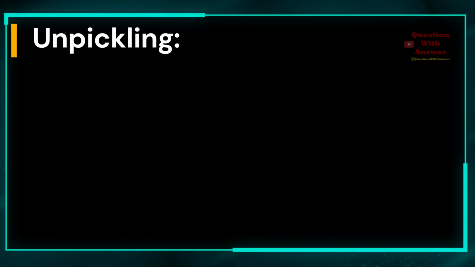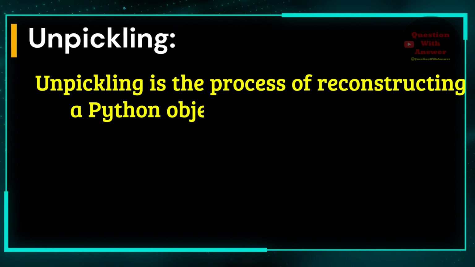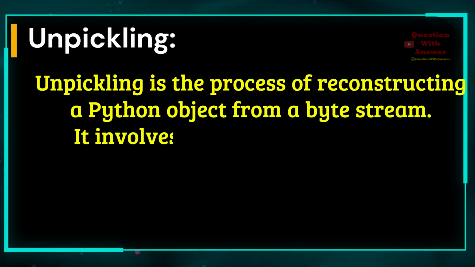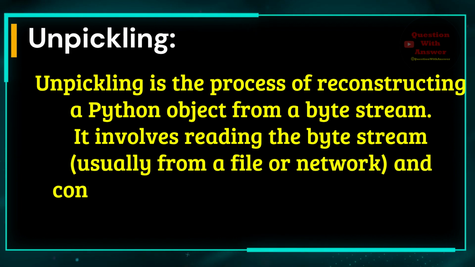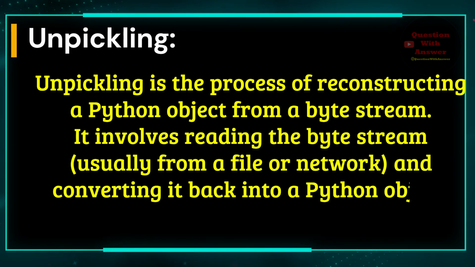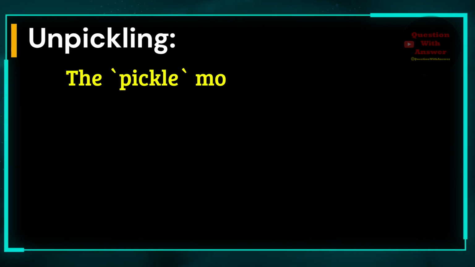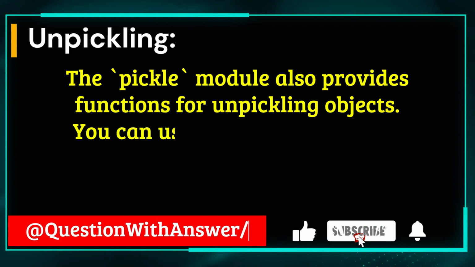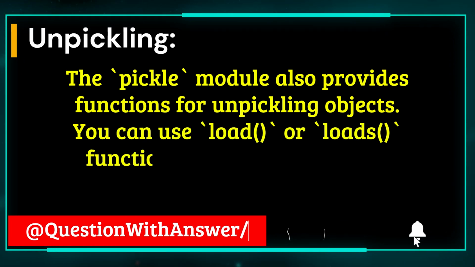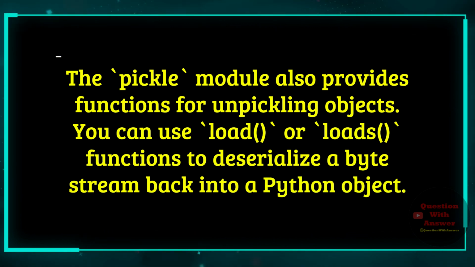Unpickling. Unpickling is the process of reconstructing a Python object from a byte stream. It involves reading the byte stream, usually from a file or network, and converting it back into a Python object, restoring its original state. The pickle module also provides functions for unpickling objects. You can use load or loads functions to deserialize a byte stream back into a Python object.